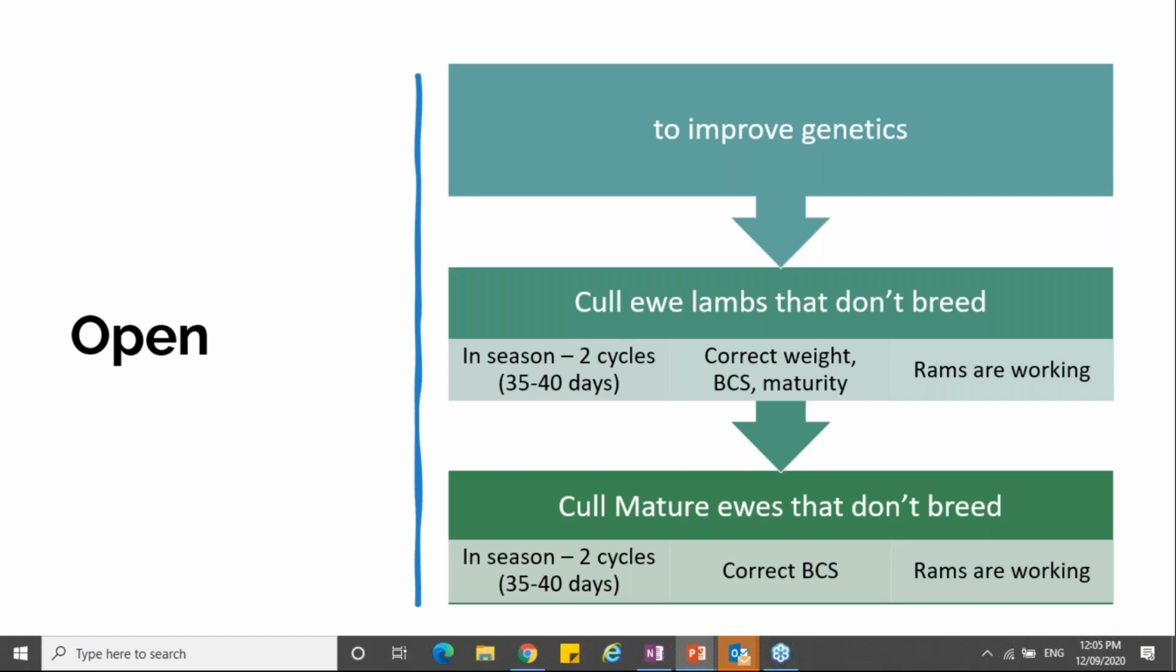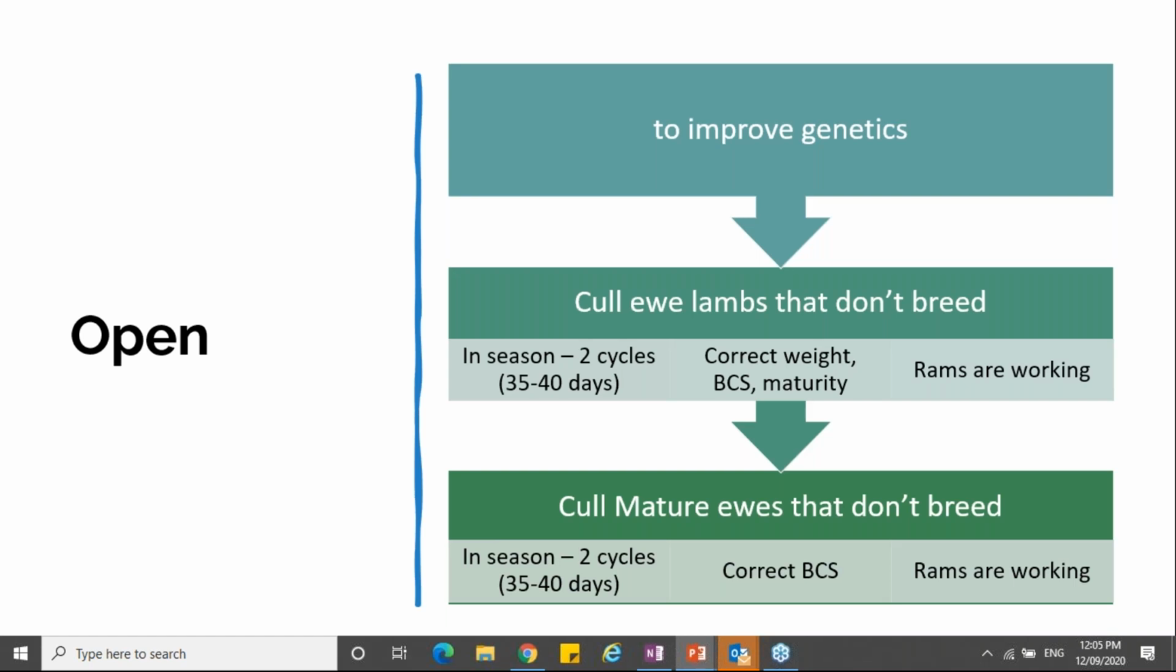On the ewe lamb side, one of the questions is, are they the correct weight? Are they the correct maturity? Do they have the right body condition score? Is it in season? Did they have 2 cycles as an opportunity? And are the rams working? All of those things need to be right. If they are, and the ewe lamb still isn't pregnant, then you really want to think about culling her. And if you do it when she's between 7 and 9 months of age, those ewe lambs can still go to market as lambs.